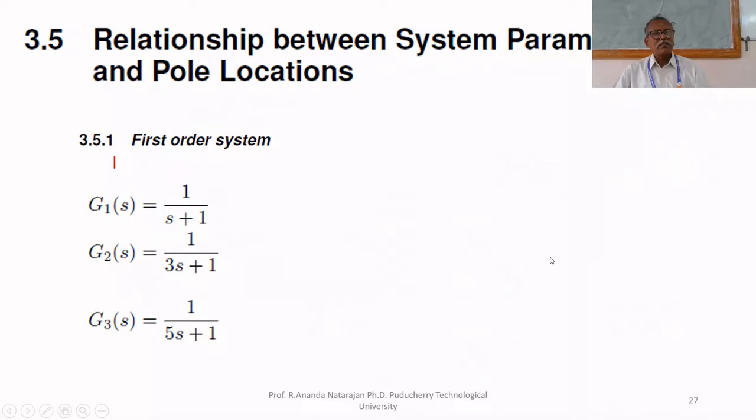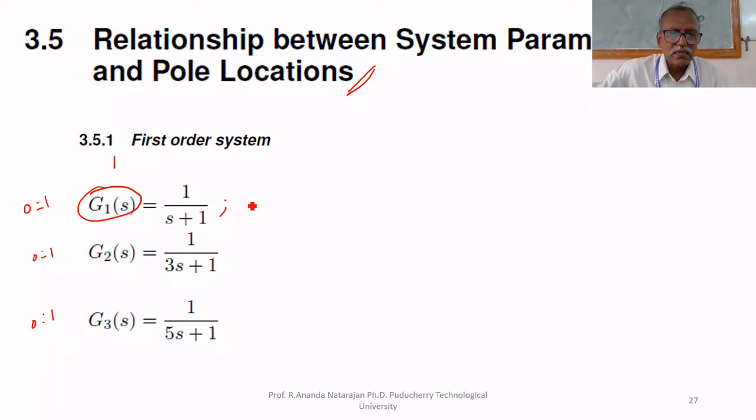Relationship between system parameters and pole locations. Here, where is the pole? This is the first system. What is the order of the system? 1. Here, this is also a first order system. Here also the order is first.